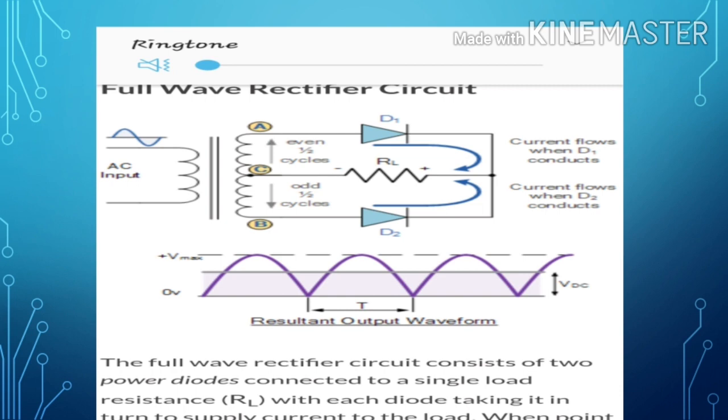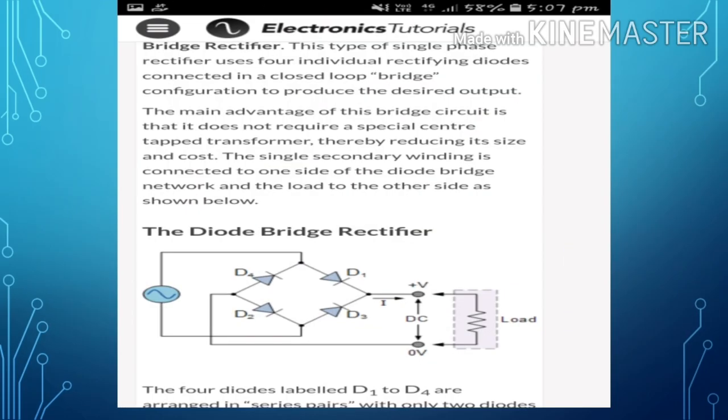So for D1 we are getting output voltage or current here, and in the next half cycle, when diode D1 is non-conducting, D2 is conducting. So in both the positive and negative cycles we are getting output here. So the full wave is rectified as a pulsating DC voltage. This is the functioning of the full wave center tap type rectifier circuit.